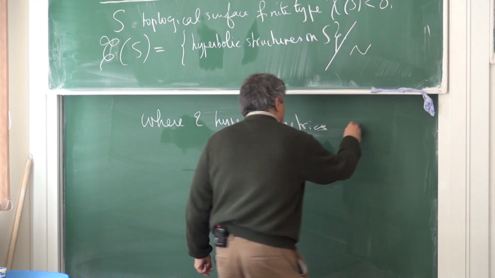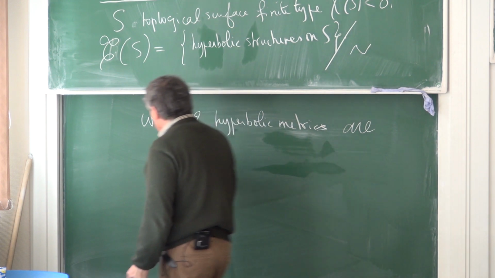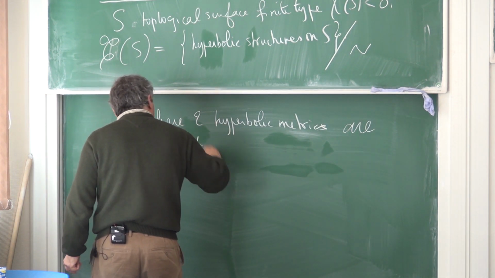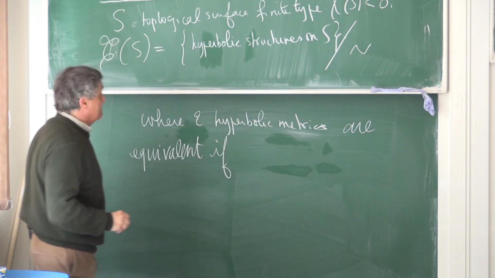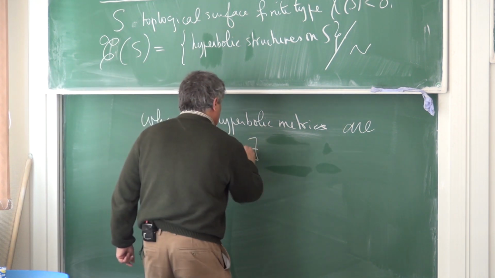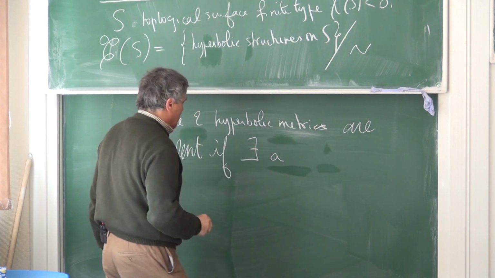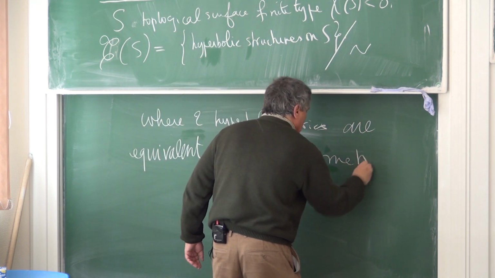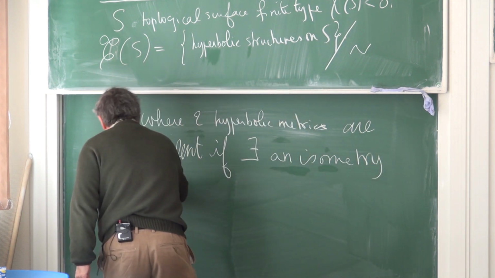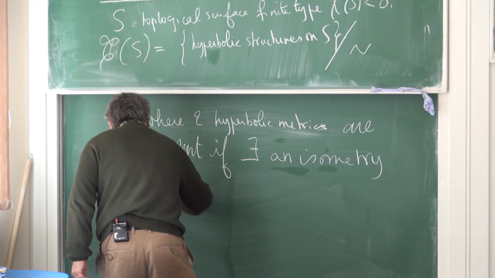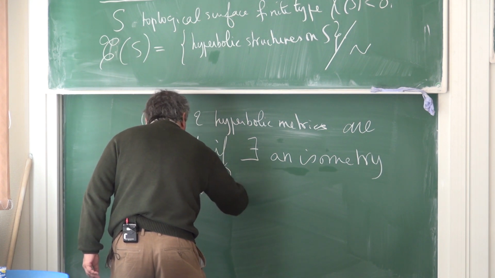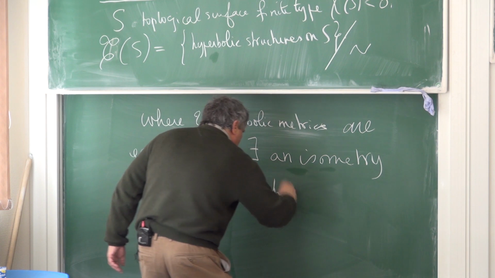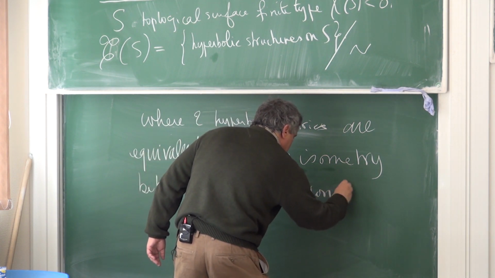Two hyperbolic metrics are equivalent if there exists an isometry between them which is, well, homotopic to identity.